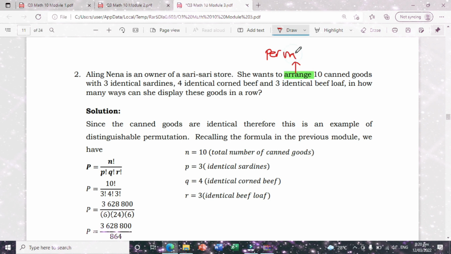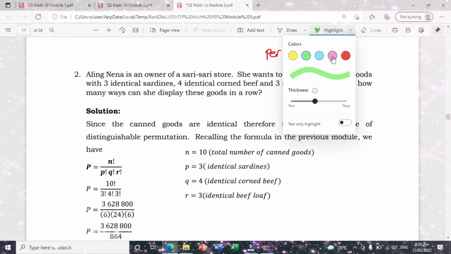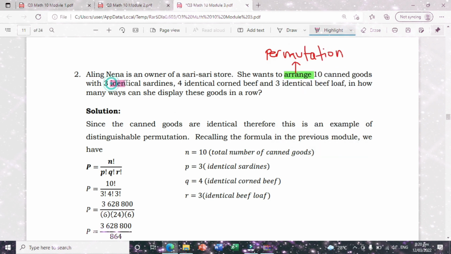So, marami namang kinds of permutation. Anong klaseng permutation yan? Ano yung magiging keyword naman natin? Okay, ito, identical. So, pag identical yung objects, this is an example of distinguishable permutation. Okay, so if we could still recall yung permutation natin sa distinguishable, ito yan.